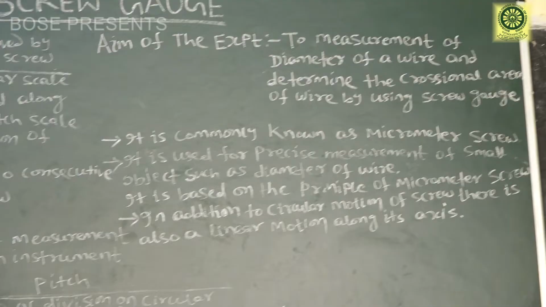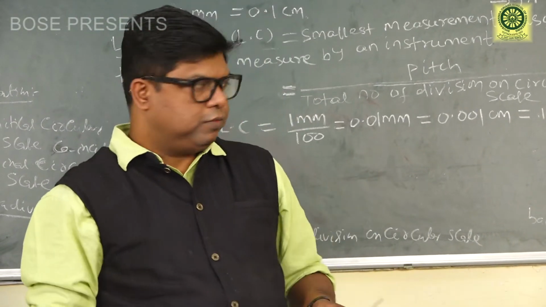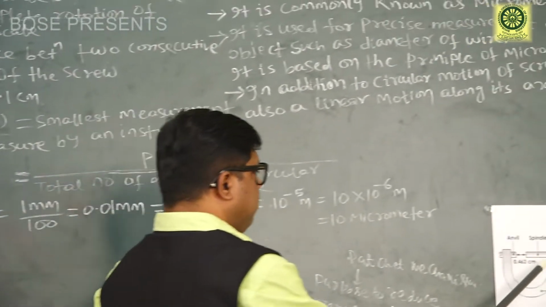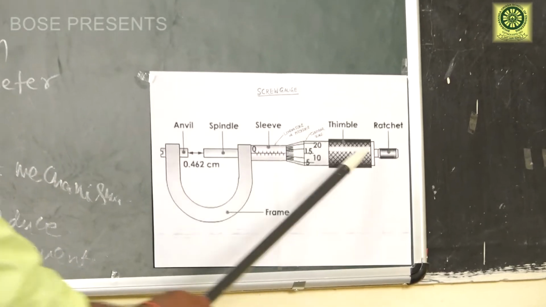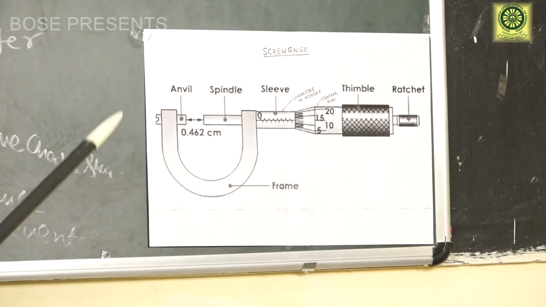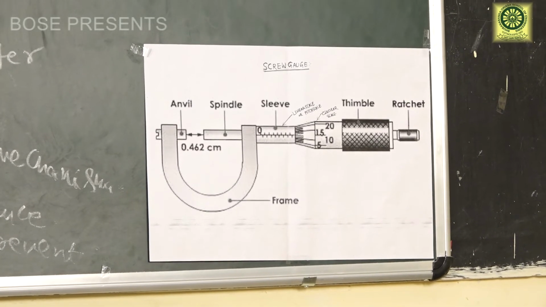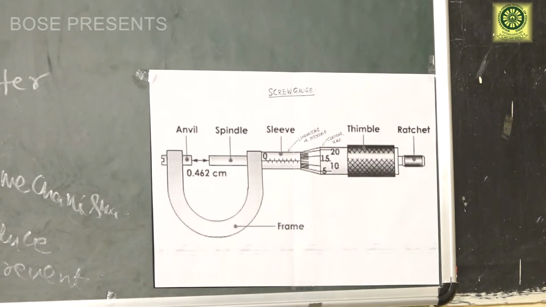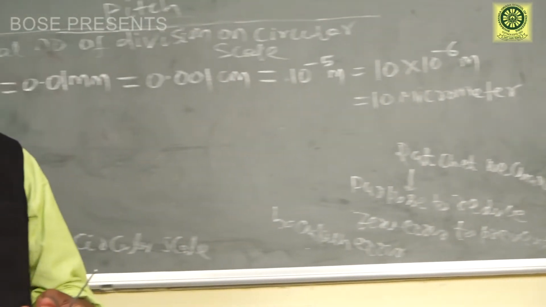Actually, this is the screw gauge, this is the frame, and these are the jaws, and a ratchet arrangement is provided at the end. The purpose of the ratchet mechanism is to reduce the zero error or to prevent the backlash error.